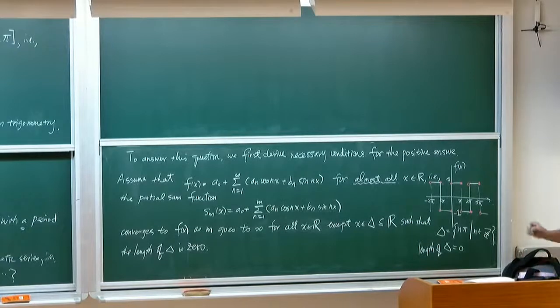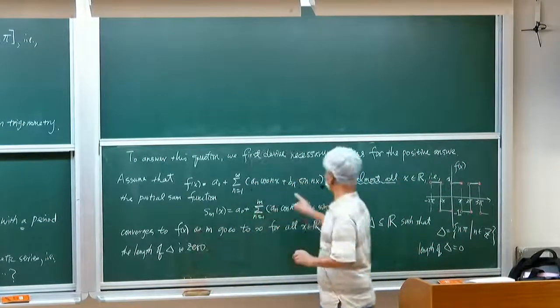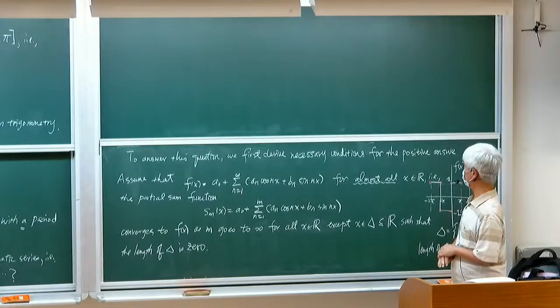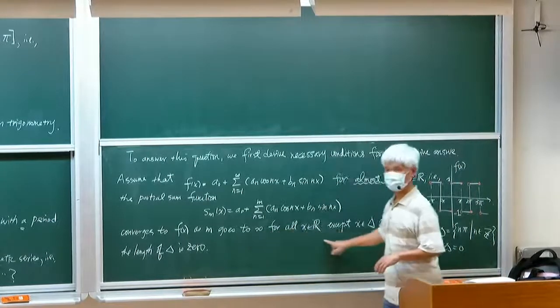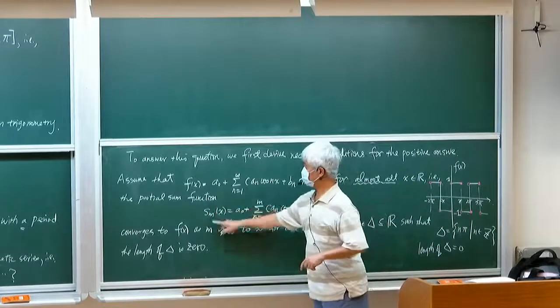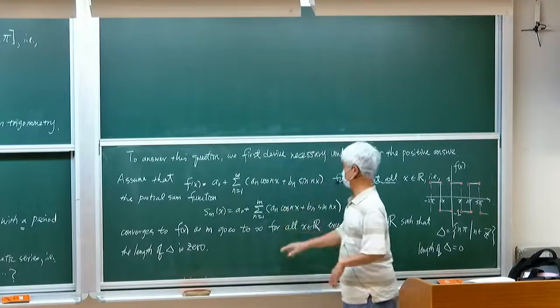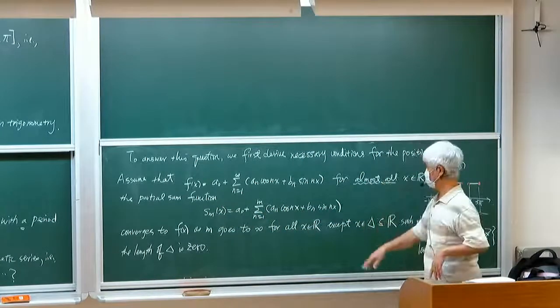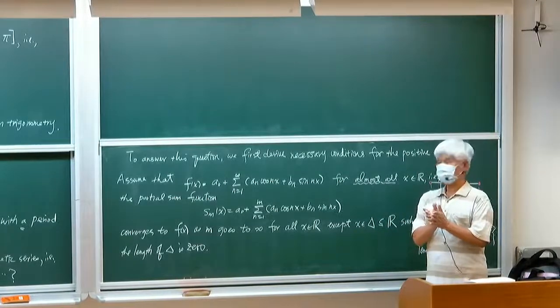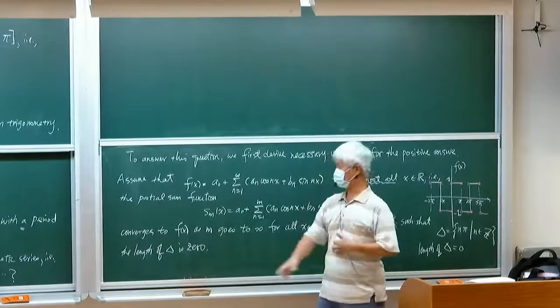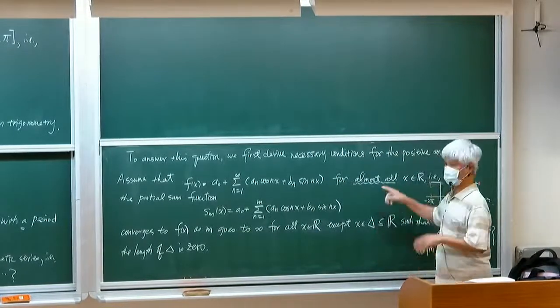Because the points are discrete, and the length of each point is 0, if you add countably many 0s together, the value is 0. So that is the meaning of almost all: the partial sum function converges to f of x for all x except x in a subset, and this subset has length 0.